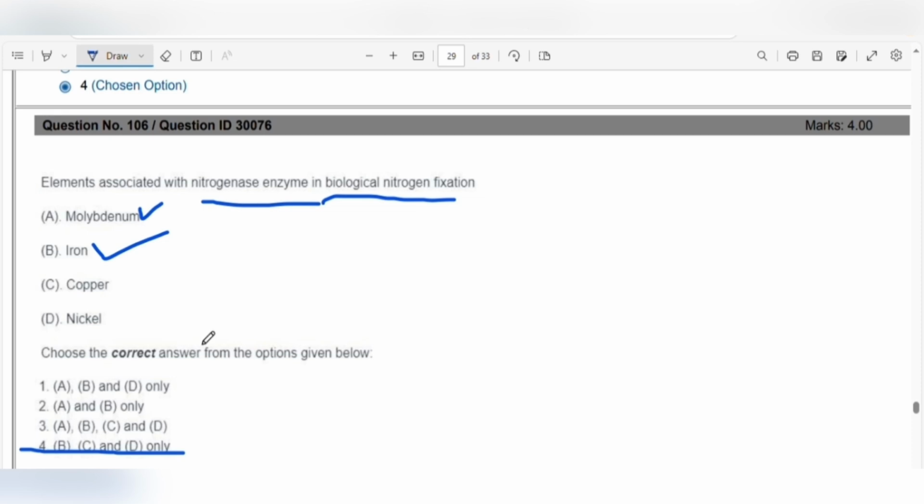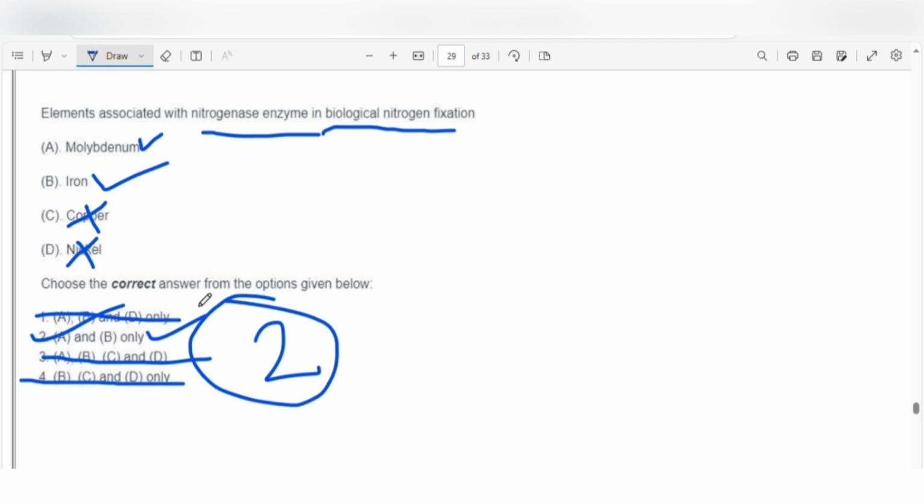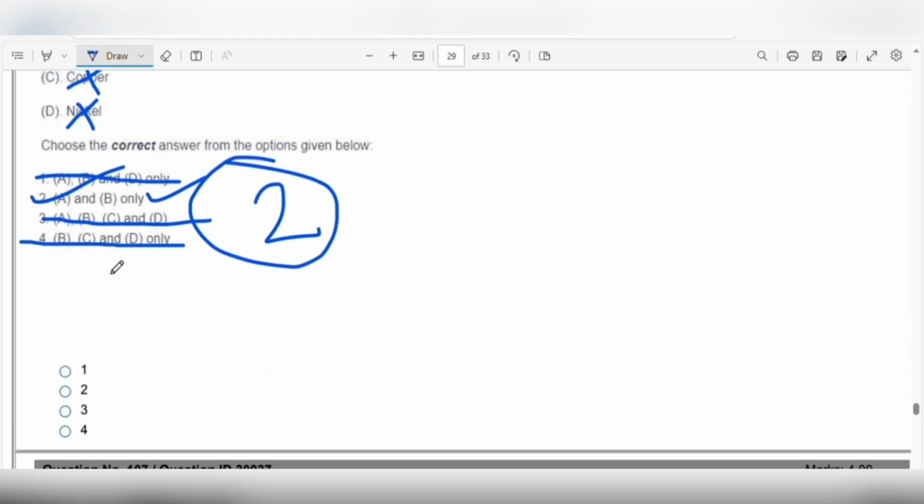One component is called the dinitrogenase reductase, and the other component is called dinitrogenase. All right. So you can study the nitrogenase enzyme structure carefully, and you can see molybdenum and iron are absolutely necessary. Copper is not a part of the nitrogenase enzyme and nickel is not at all a part of it. So we'll cut off everything with option D on it, and A and B only will be the correct answer. So nitrogenase enzyme contains both molybdenum and iron. Alright, so option 2 will be the correct option.